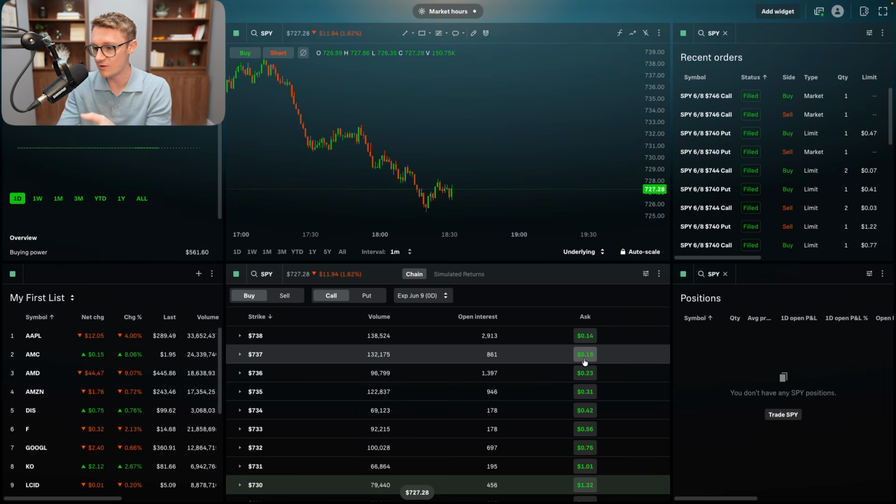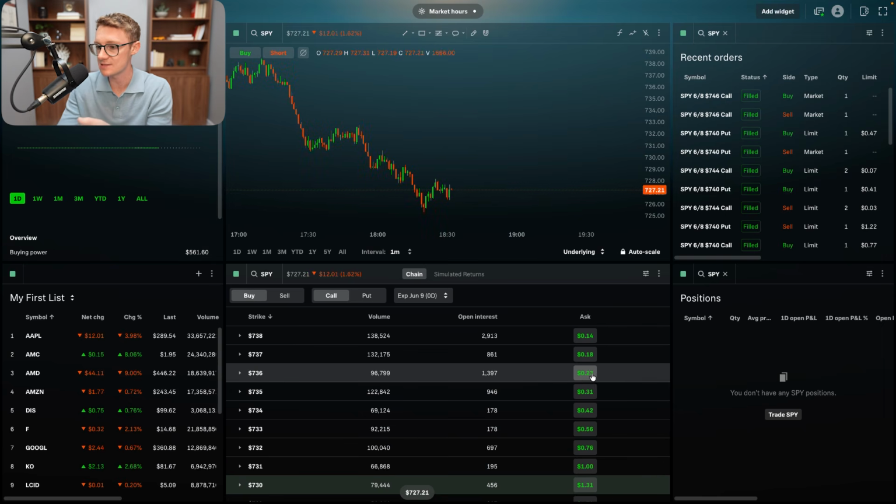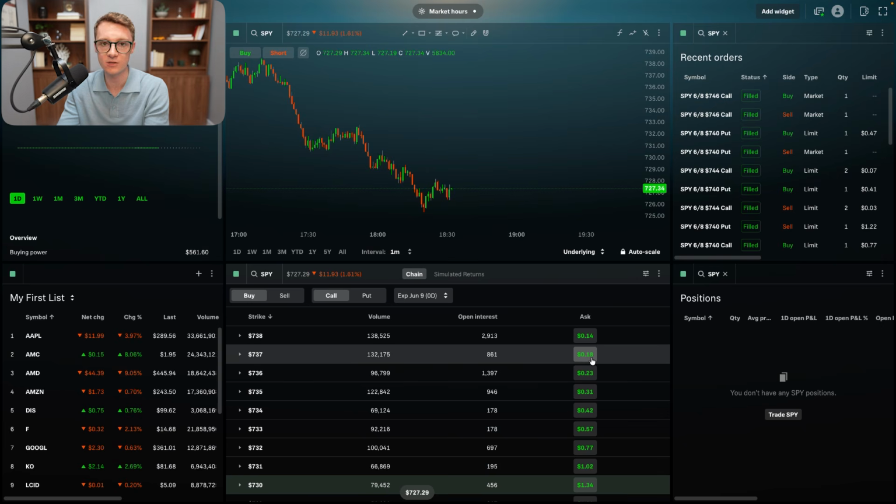And remember, these are not 18 cents or 23 cents. These are $23 or $18 because of that leverage we're getting. We have 100 shares. So just don't think you're buying one contract for 18 cents because it's really $18.